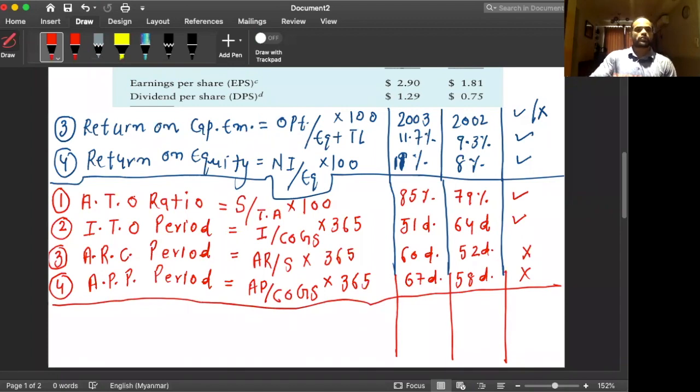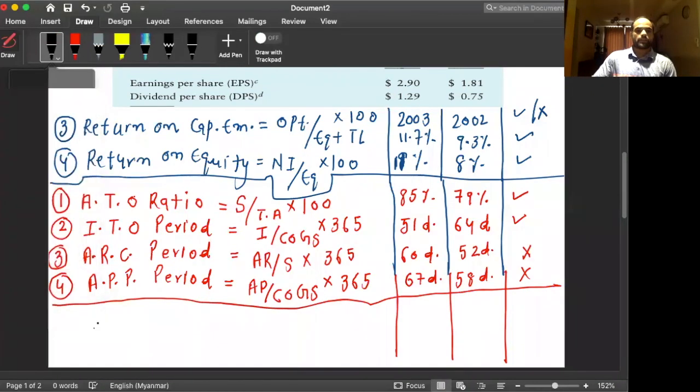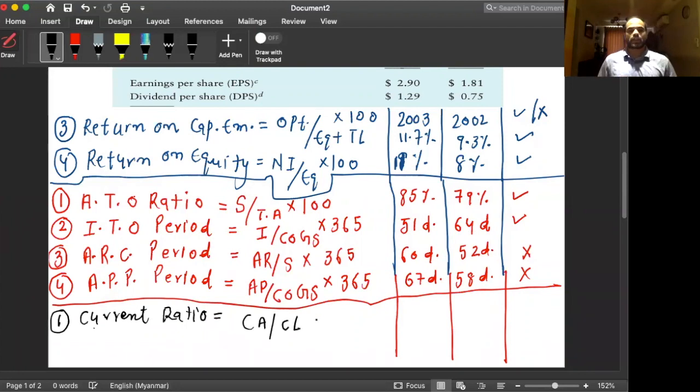So let's move on to the next ratio, which is solvency ratio. So we start with short-term solvency ratio. The short-term solvency ratio is the current ratio. So current assets divided by current liability. So calculate the current ratio for both years.